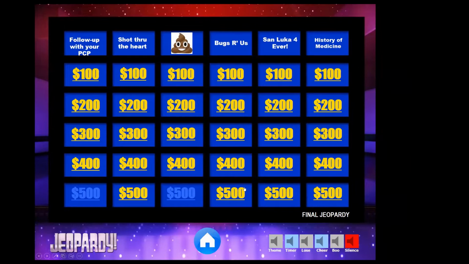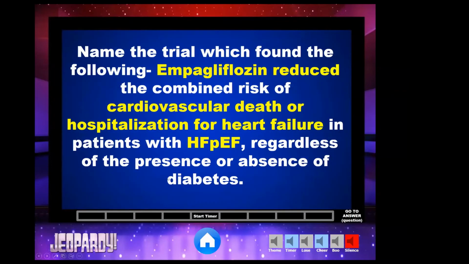Good start. Next, team 3, Connor. We will take... hang on, let me check on my team. Last chance, guys. Anyone have a preference? Shot through the heart for 500. Shot through the heart for 500. Name the trial which found the following.